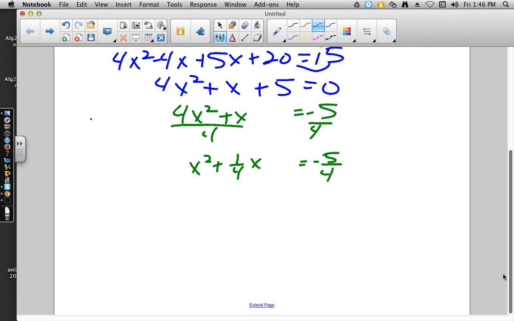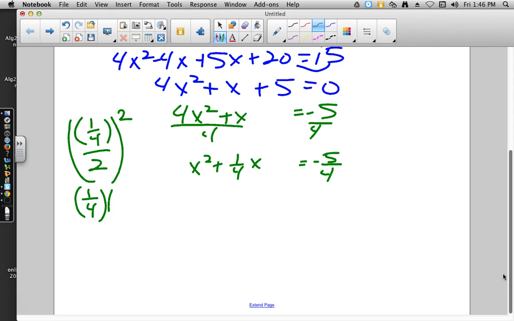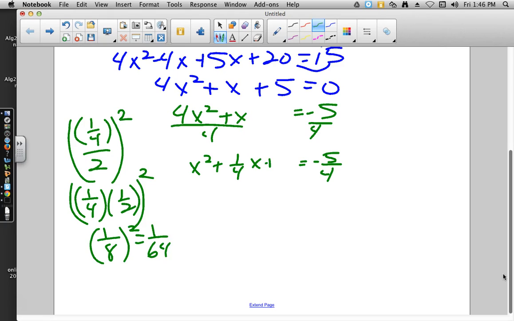So now we need 1/4 divided by 2 squared. Well, 1/4 divided by 2 is the same thing as 1/4 times 1/2. And then we need to square that, so that will be 1/8 squared, which is 1/64. So we're going to go ahead and add 1/64 to both sides. That will give us x plus, well, what we just squared was 1/8.